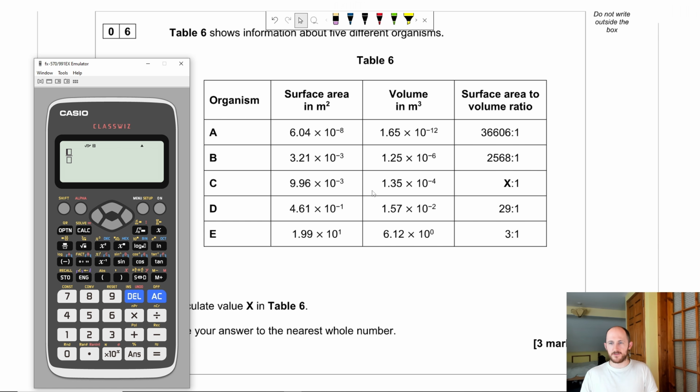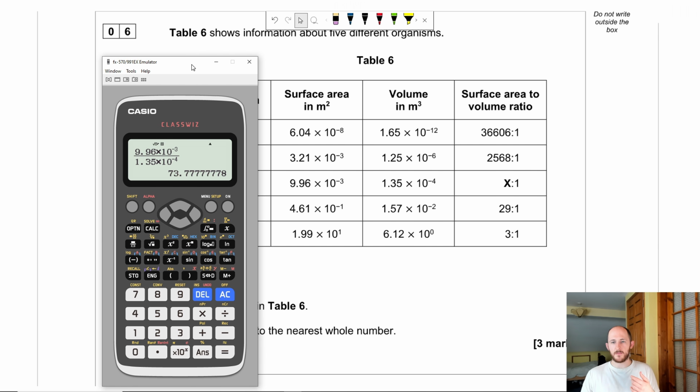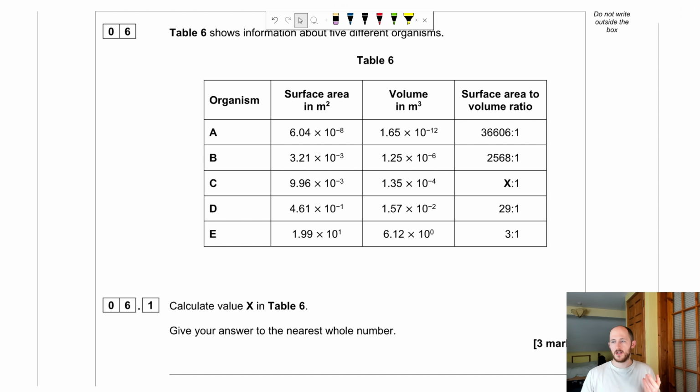So we're doing surface area divided by volume because we've just double checked that that's what they did for the rest of the table, if that wasn't already clear to you. And we should get, well, actually I don't know what we should get, so let's quickly work it out. We get 73.7777. Okay, to the nearest whole number, that is 74 to 1.